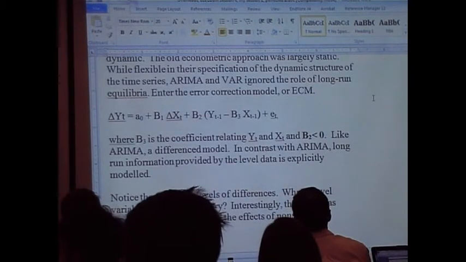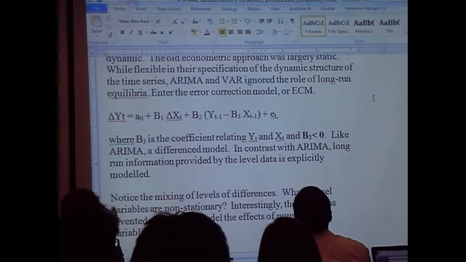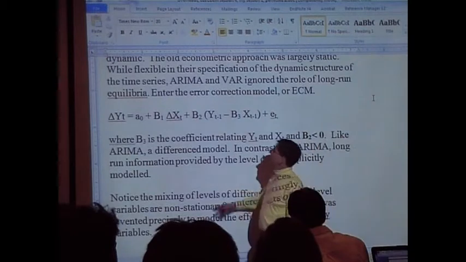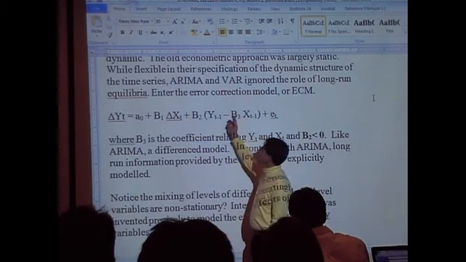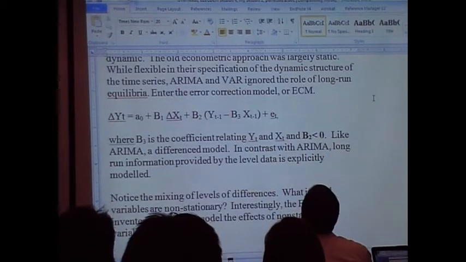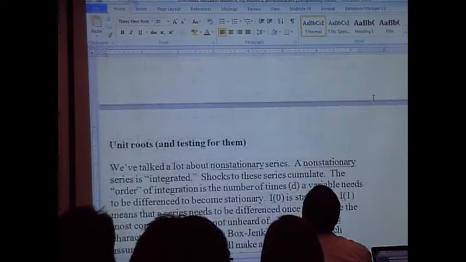Remember, just like the ADL I just told you about, when you stick in an xt, on the right-hand side you have an xt, an xt minus 1, and a yt minus 1. So you're able to actually write the one as the other, and I'll show you how to do that tomorrow. It's really simple.